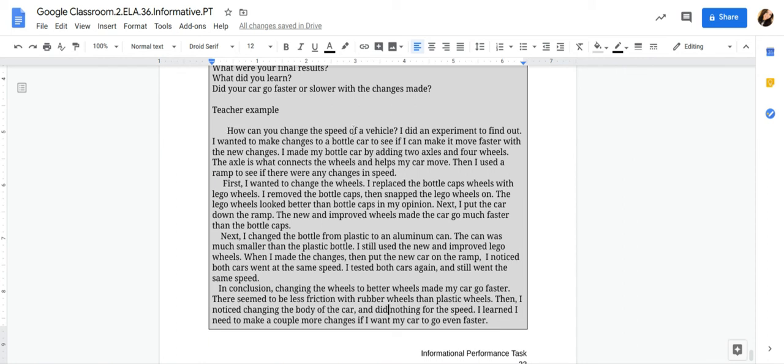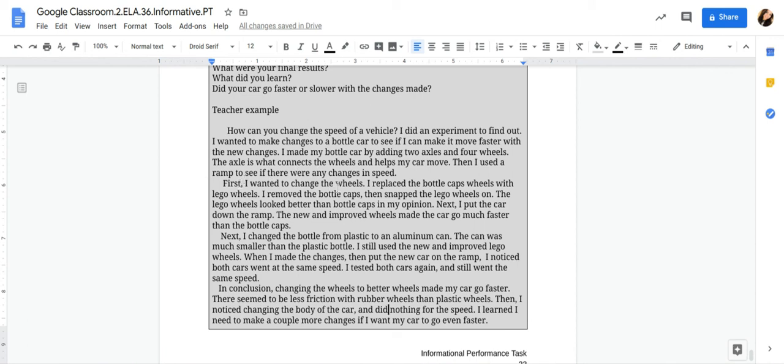How can you change the speed of a vehicle? I did an experiment to find out. I wanted to make changes to a bottle car to see if I can make it move faster with the new changes. I made my bottle car by adding 2 axles and 4 wheels. The axle is what connects the wheels and helps my car move. Then I used a ramp to see if there were any changes in speed.